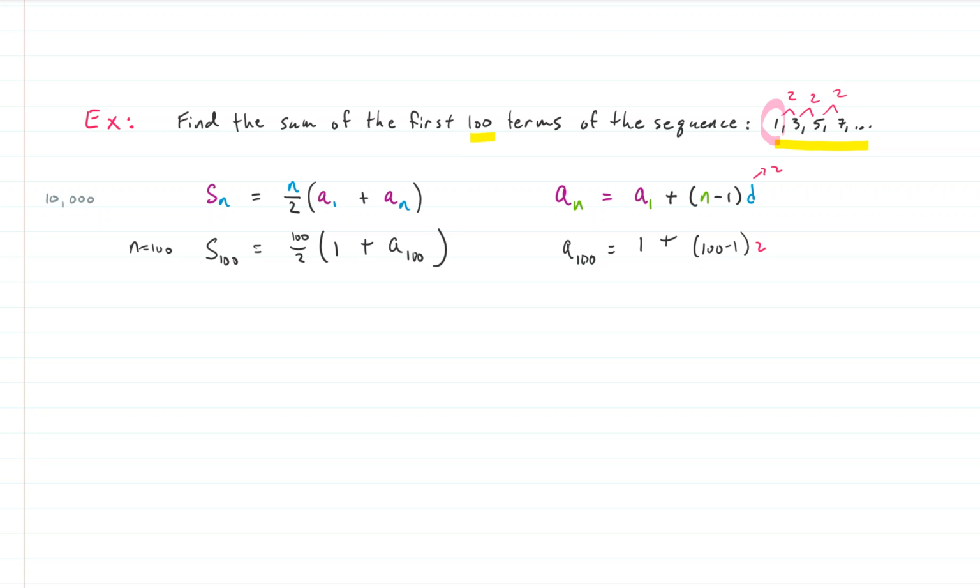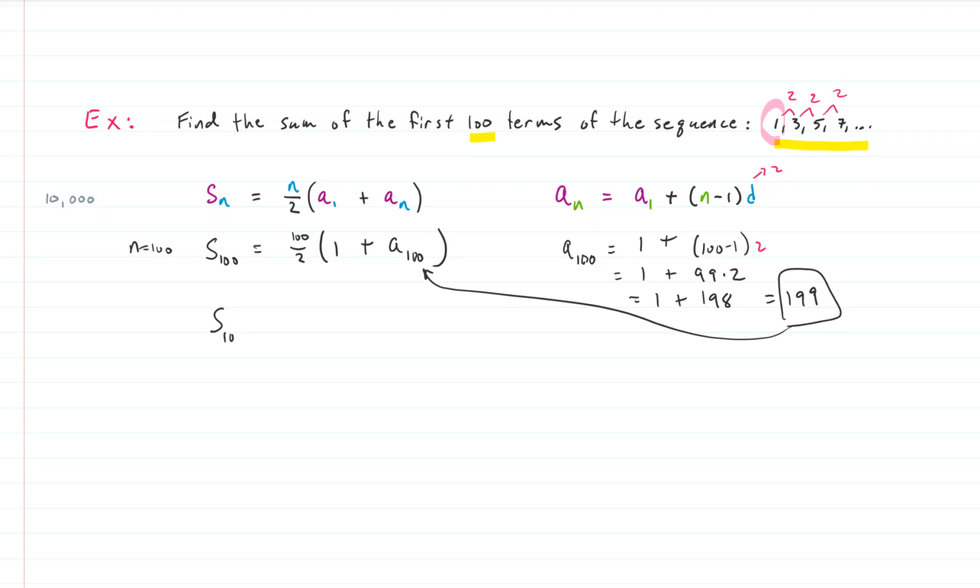Now if we do a little bit of algebra, we get 1 plus 99 times 2. That gives us 198. And we have 1 plus 198 gives us 199. So a sub 100 is 199. We can plug that in now.